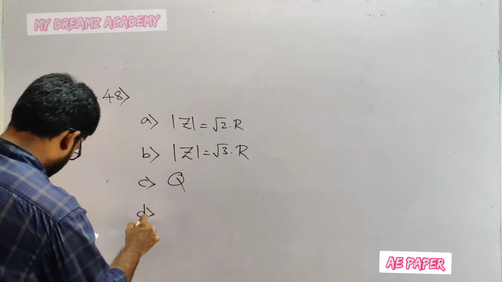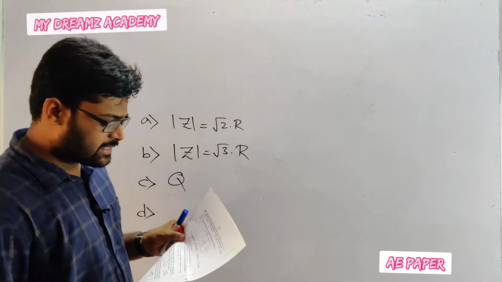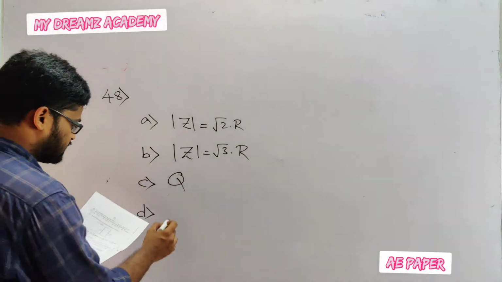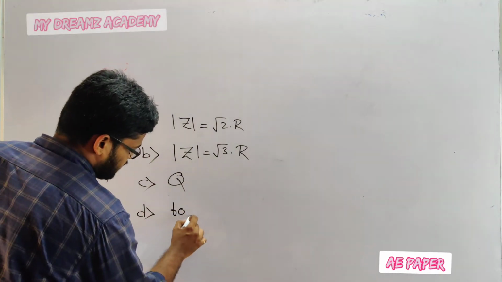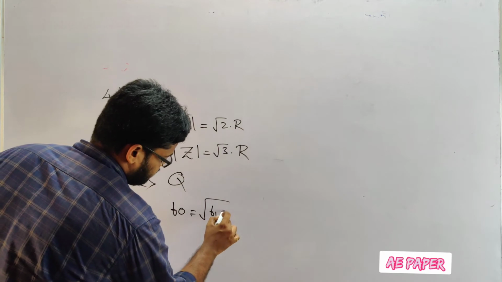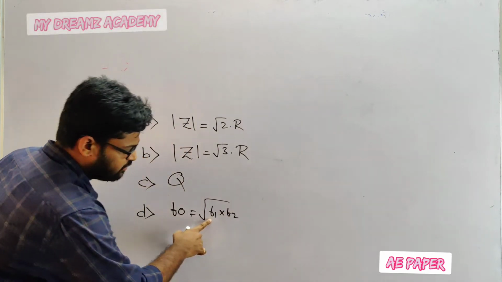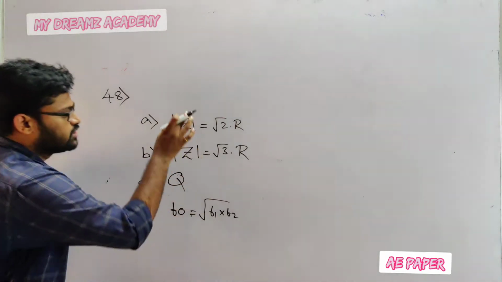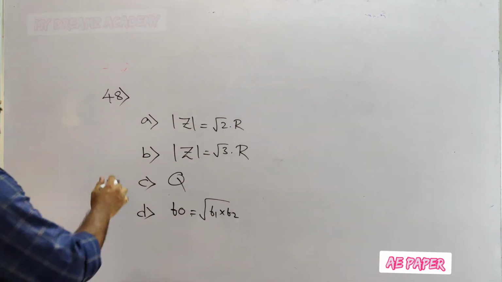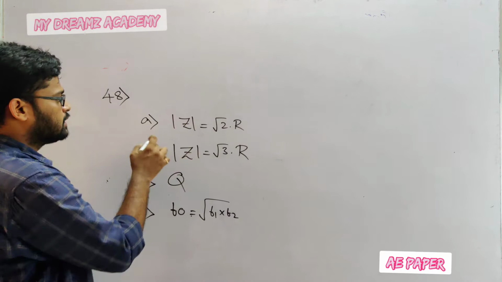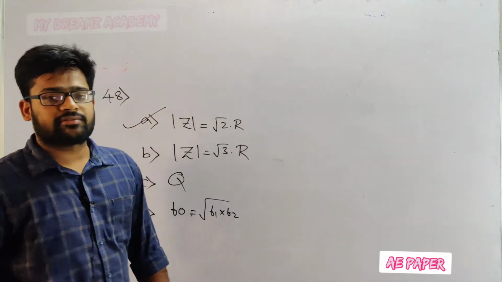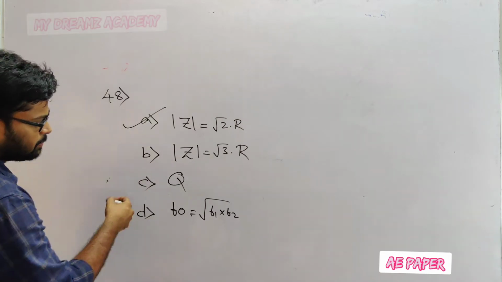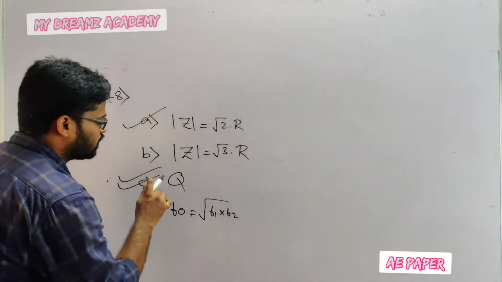And option D: in a series RLC resonance circuit, half power frequencies and resonance frequency are related like this, that is f0 is equal to the square root of f1 into f2, where f1 is the half power frequency at lagging power factor and f2 is the half power frequency at leading power factor. Now which option is wrong? At half power frequency, the impedance value is mod z equal to root 2 times R. This is correct.